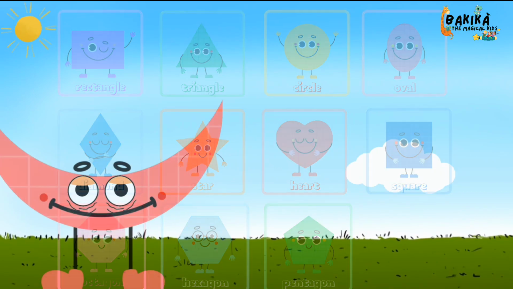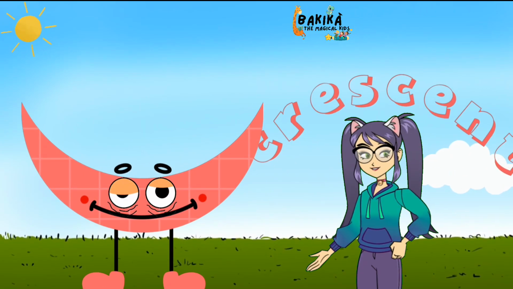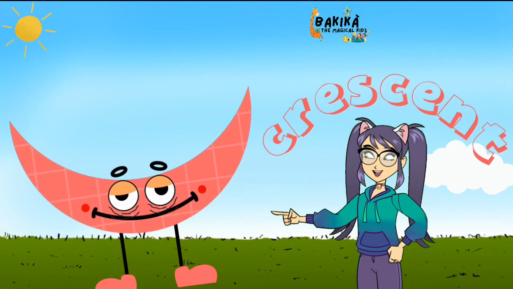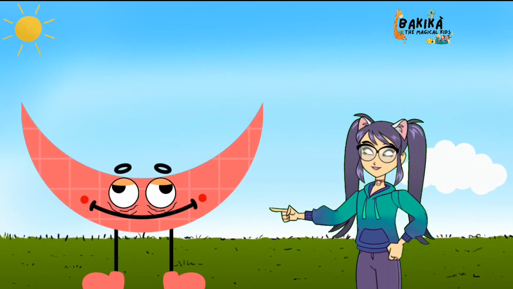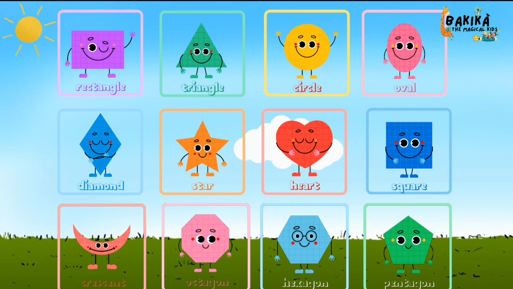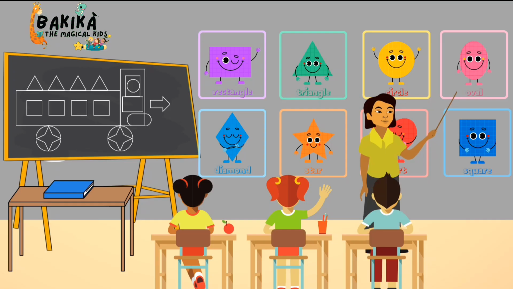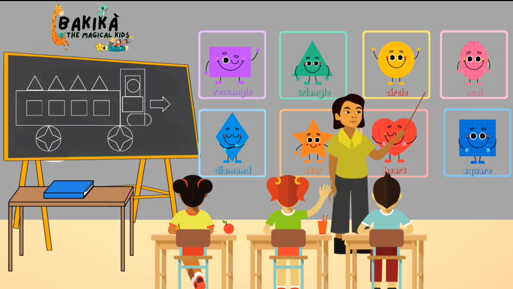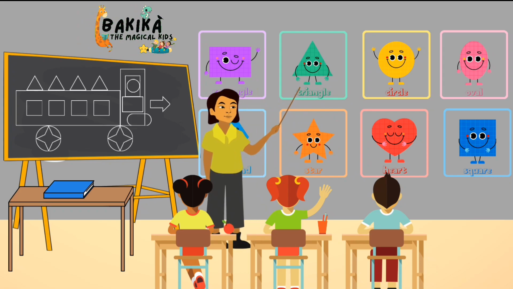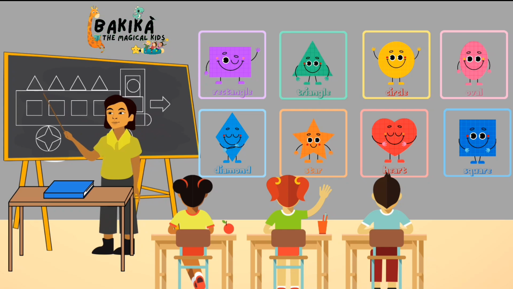Octagon. Hey, look who is coming. It is a crescent. Can you dance? Awesome. Go and take your position. Crescent. We are shapes. Next, we are going to make a bus with the help of these shapes. We have learned the shapes. Now, by using these shapes, we make a bus and color it.